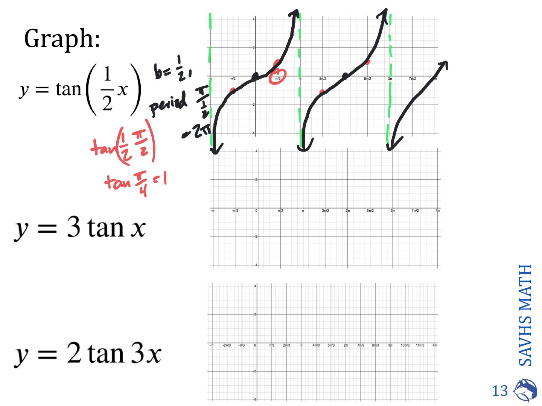Let's do tangent of 3, or 3 tangent of x. So here our period is pi over 1, because b is 1, so pi. So every pi, this thing repeats, so that means that our asymptotes are going to look like this, because we're centered at (0, 0). So we're looking for a period that has center right there, so we're going to just count by every pi from there.